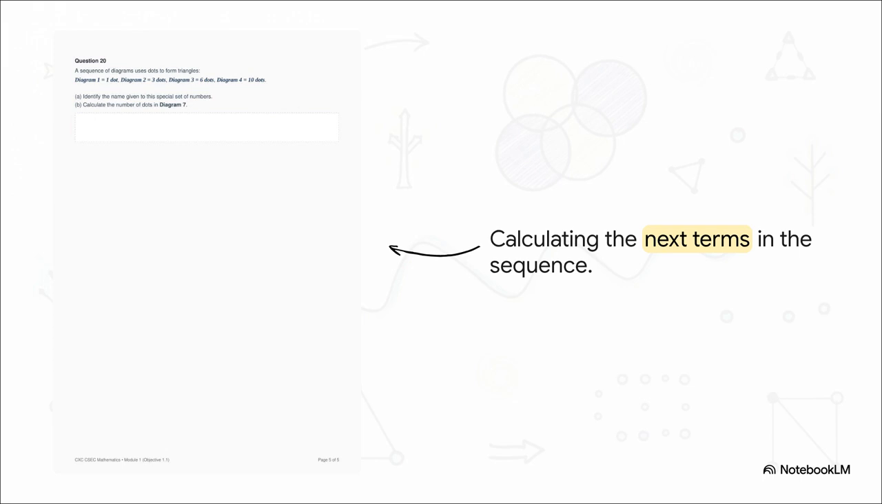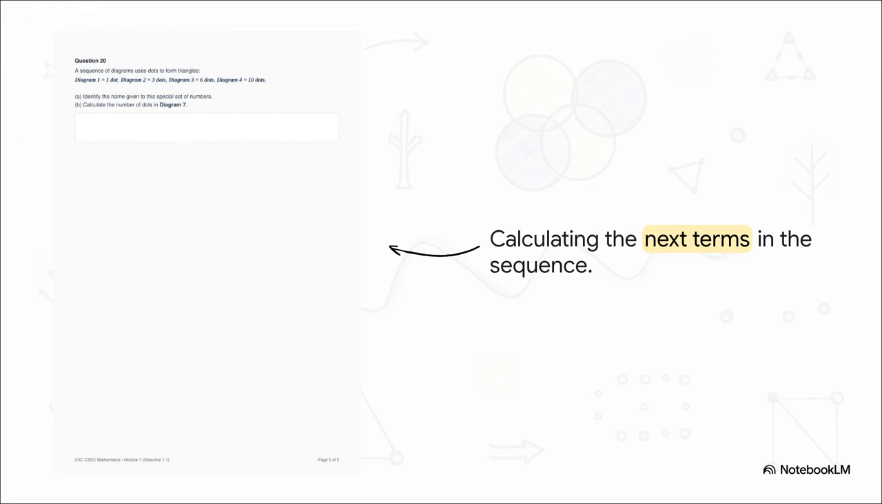Diagram 1 has 1 dot, diagram 2 has 3, diagram 3 has 6, and diagram 4 has 10. Do you see the sequence happening here? To get from 1 to 3, we add 2. From 3 to 6, we add 3. From 6 to 10, we add 4. The gap itself is growing by 1 every single time.